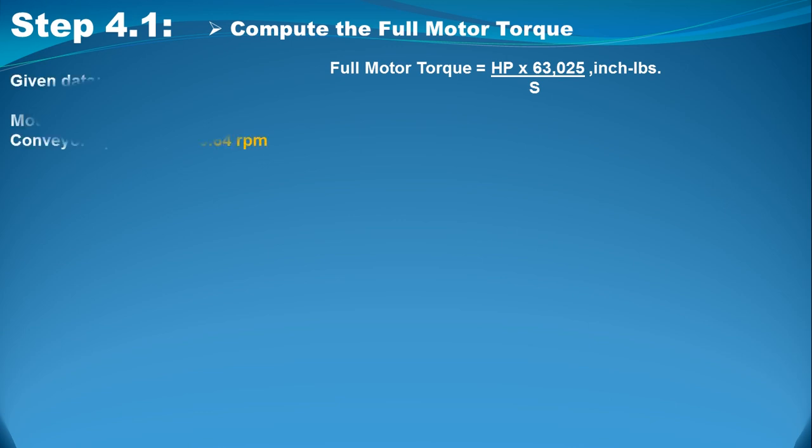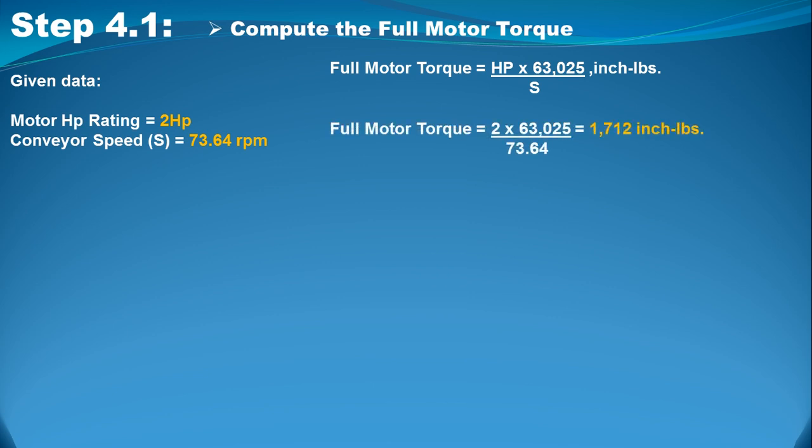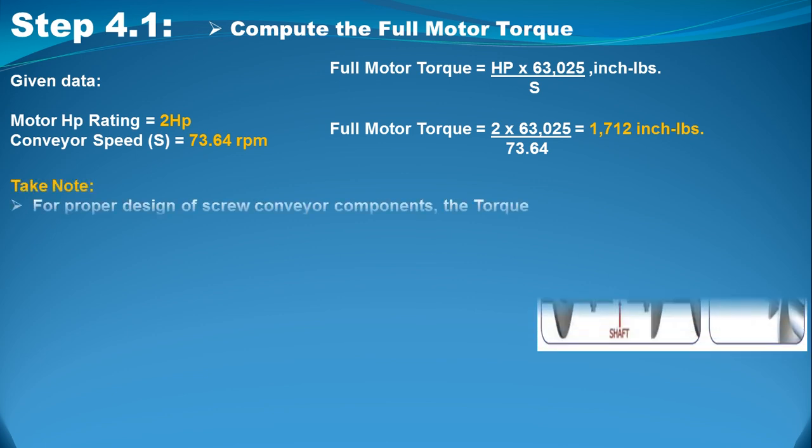Step 4.1, compute the full motor torque. So full motor torque is horsepower times 63,025 divided by S. The resulting unit is inch pounds. So given the data of motor horsepower and conveyor speed, for the full motor torque we get 1,712 inch pounds.